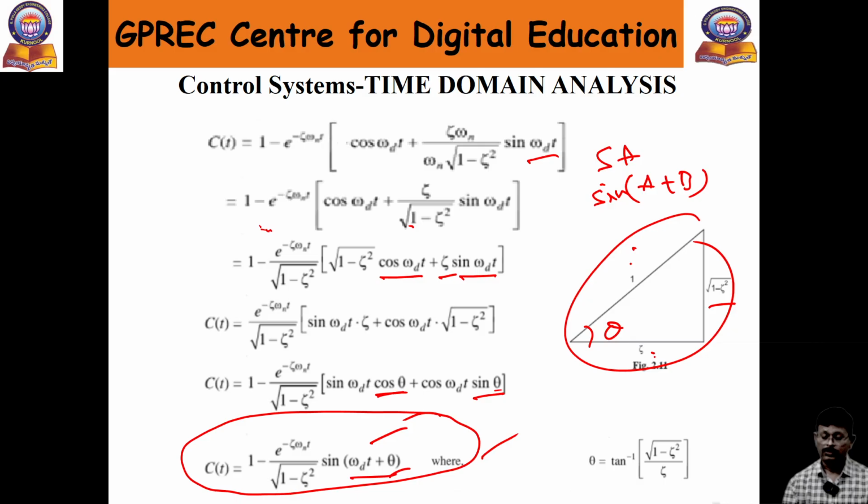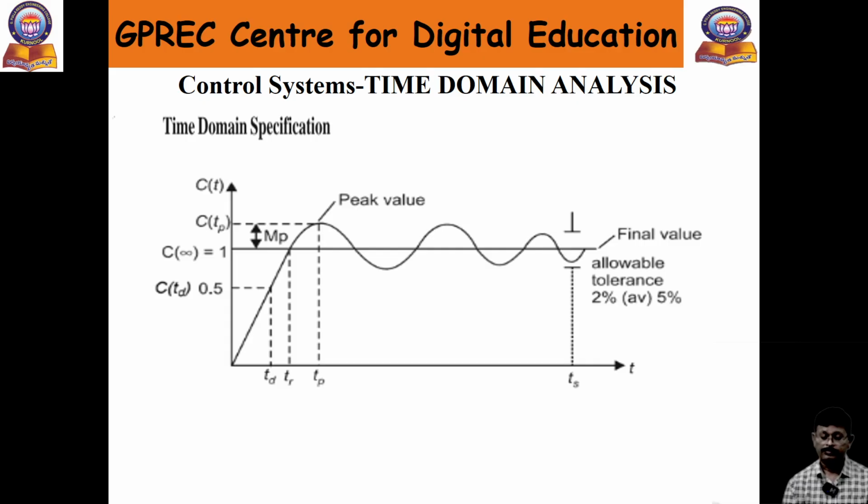This is very important. From an exam point of view, this derivation is very important. Just practice it one or two times on rough paper, then you will easily remember it. So this is the response of the second order system.